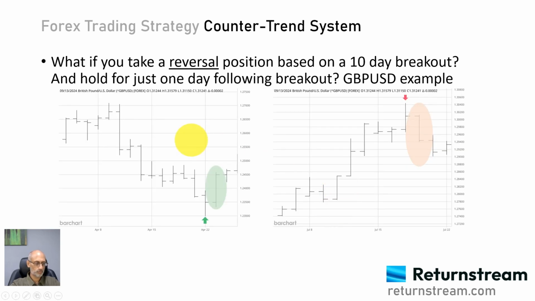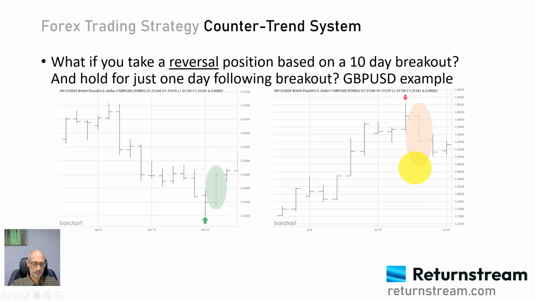So what we want to add in is a counter trend system using a similar rule, but the mirror image. So what if you take a reversal position based on a 10-day breakout and hold for 1 day following that breakout? Here's an example with GBP USD. So here the green arrow shows you that this close price was the lowest close of the past 10 days. So you take a long position the following day. And here's the reversal, which made a profit.